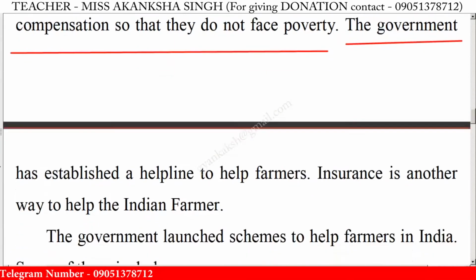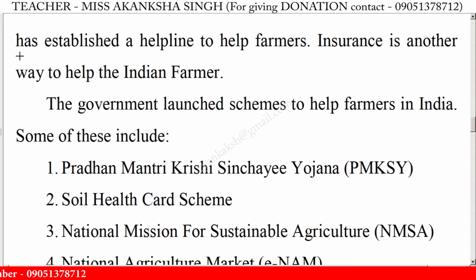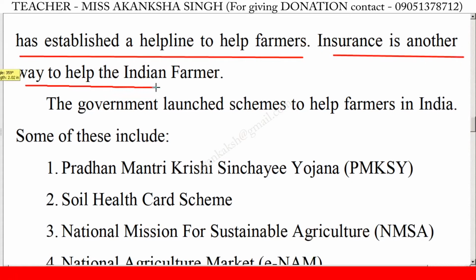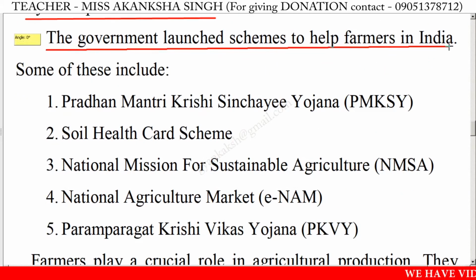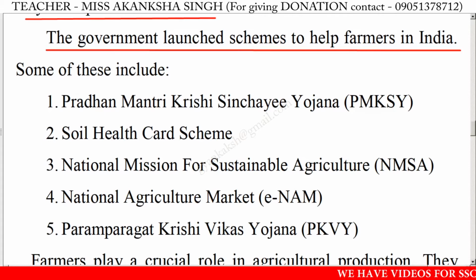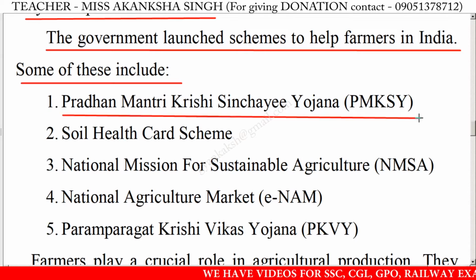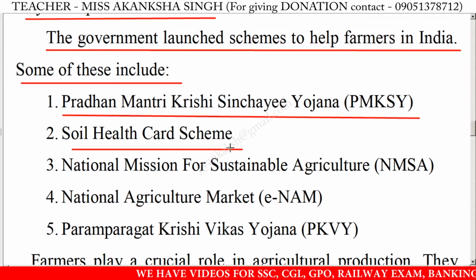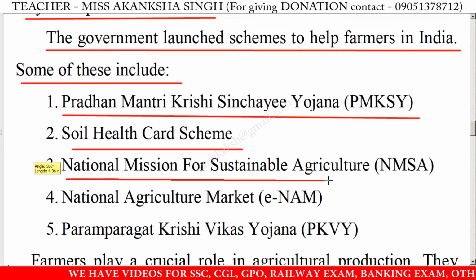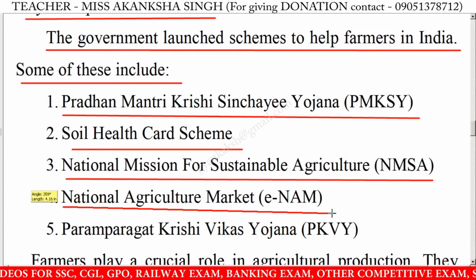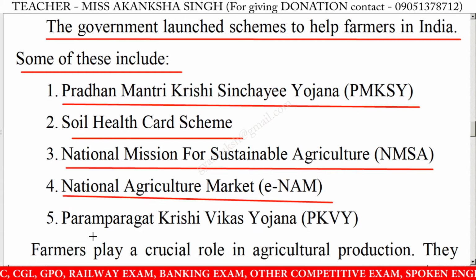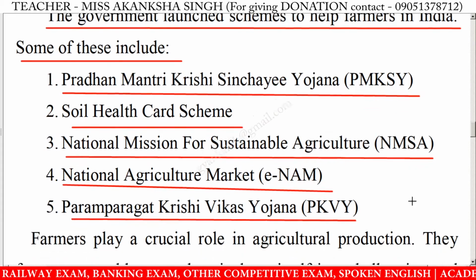The government has established a helpline to help farmers. Insurance is another way to help the Indian farmer. The government launched schemes to help farmers in India. Some of these include Pradhan Mantri Krishi Sinchai Yojana (PMKSY), Soil Health Card Scheme, National Mission for Sustainable Agriculture (NMSA), National Agriculture Market (eNAM), Paramparagat Krishi Vikas Yojana (PKVY).